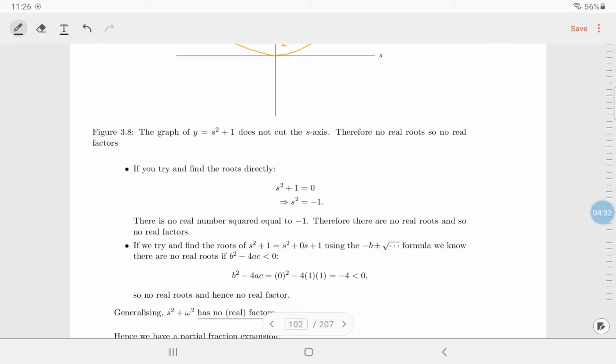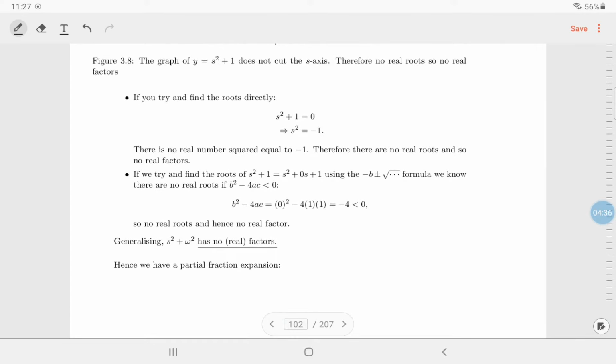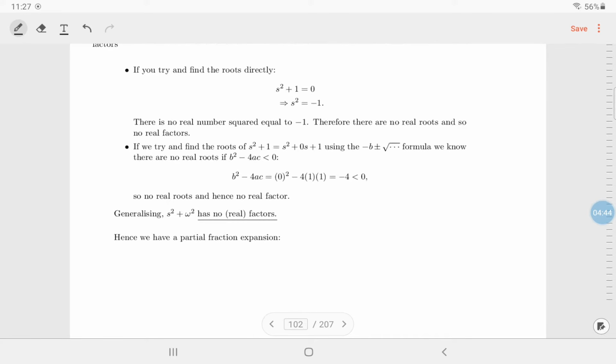You could also look at the minus b formula. You end up with square root of a negative number, because the thing inside the square root, the b squared minus 4ac, is minus 4, which is negative, and so no real roots, no real factors. And generalizing, s squared plus omega squared has no real factors, but totally different scenario if we have s squared minus omega squared.